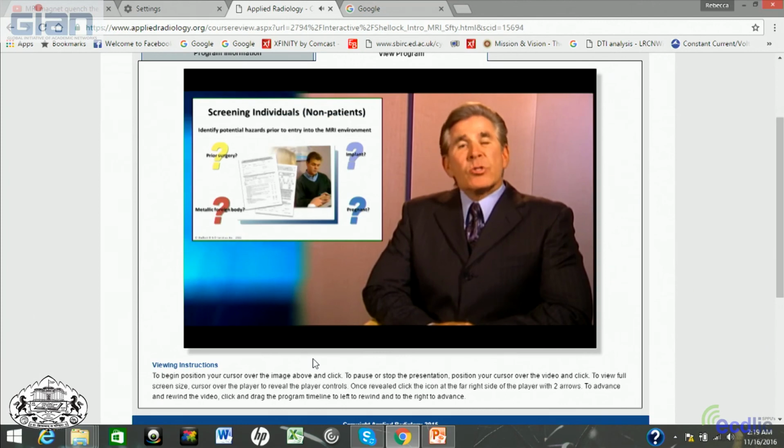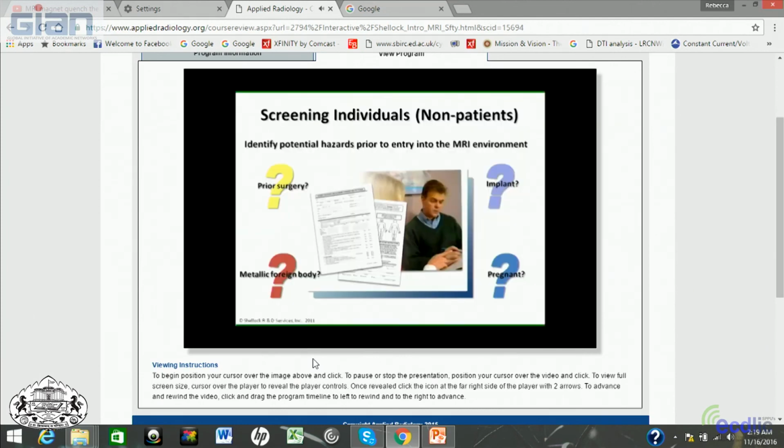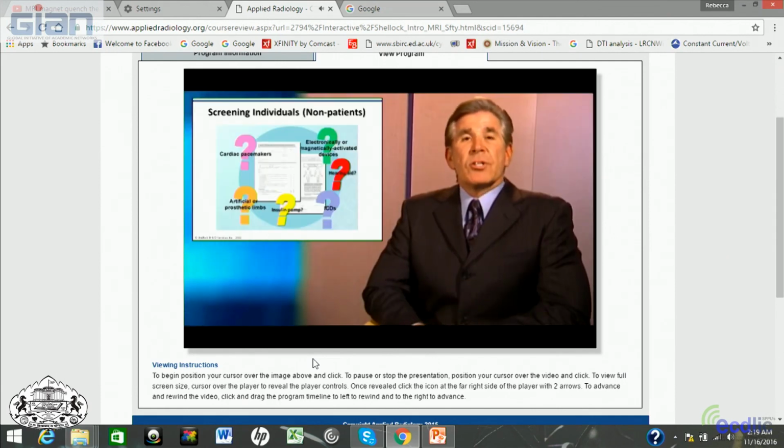Now let's take a closer look at what is actually involved with the MRI screening procedure. During screening, you'll be asked to fill out a form that poses important questions to determine if there is any reason why you should not be allowed to enter the MRI environment. Other questions will be asked to determine if you have any implants or devices that could be hazardous to you if you go into the scanner room that houses the scanner.